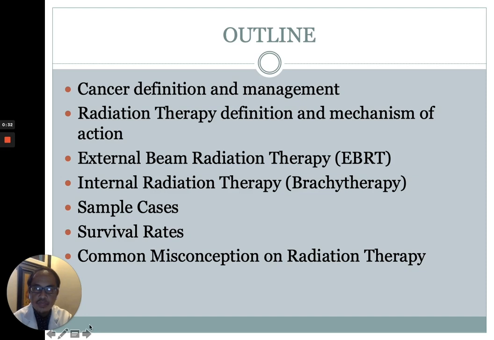First, I will be defining what cancer is and the usual management for cancer. Then I will be talking about what radiation therapy is, what its mechanisms of action are, and why we do radiation therapy. Then I will be talking about the two main components of radiation therapy. First is external beam radiation therapy, and second is internal radiation therapy or brachytherapy. I will be showing some sample cases of patients that we have treated, and then the usual survival rates for patients, and the common misconceptions about radiation therapy.